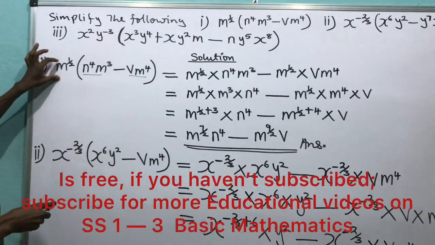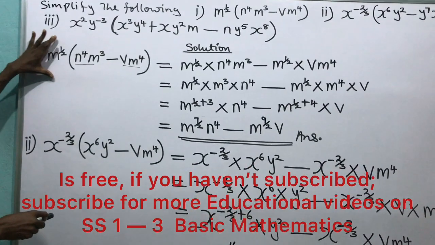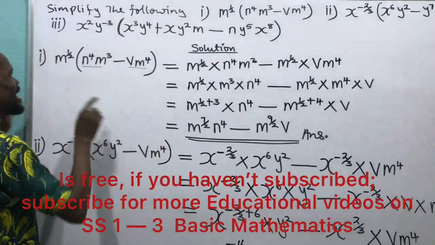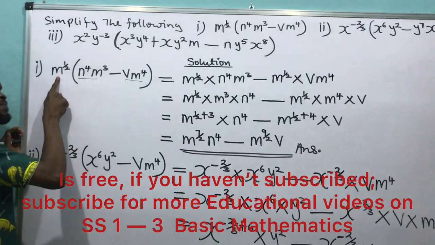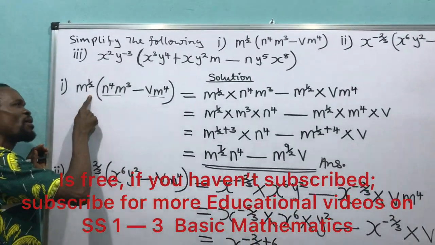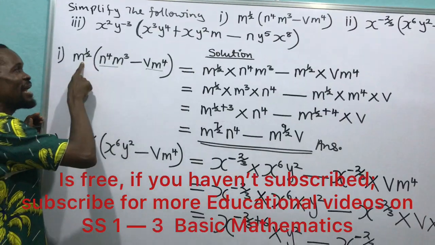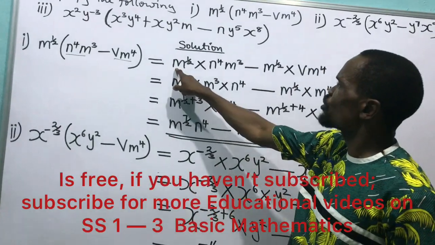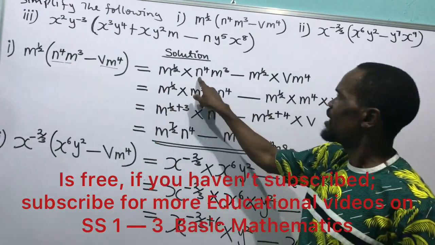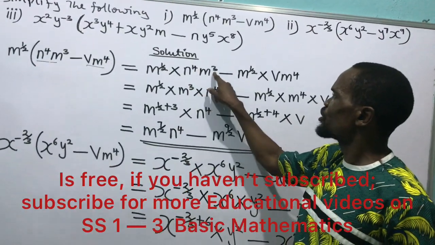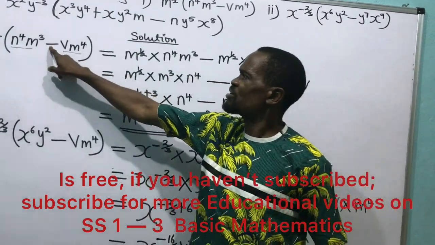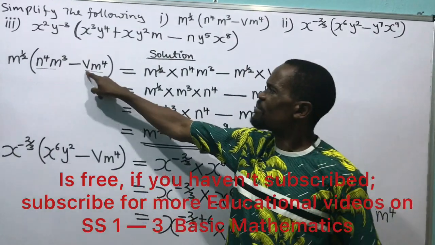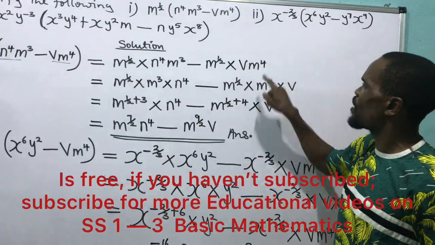As we said, this m raised to the power 1/2 must multiply both this family and this family as we open the bracket. So m raised to the power 1/2 has to multiply this family, and m raised to the power 1/2 has to multiply this particular family. That's m raised to the power 1/2 times n raised to the power 4 m raised to the power 3, minus m raised to the power 1/2 times this family, which is v m raised to the power 4.